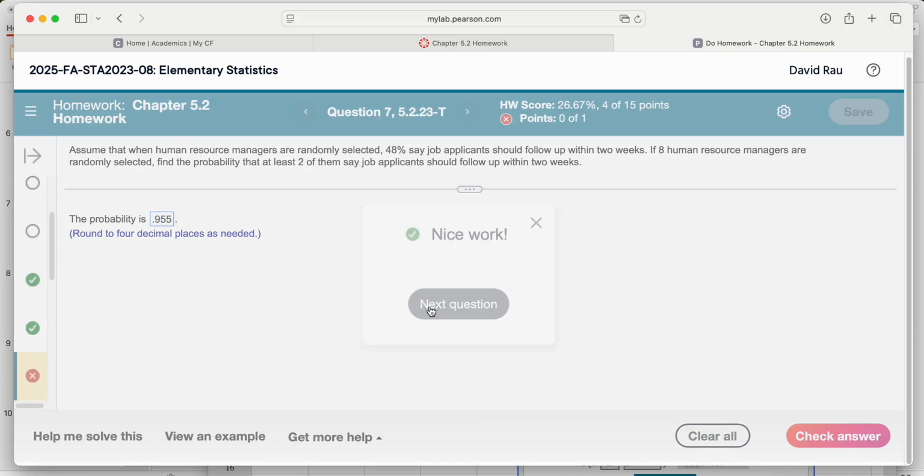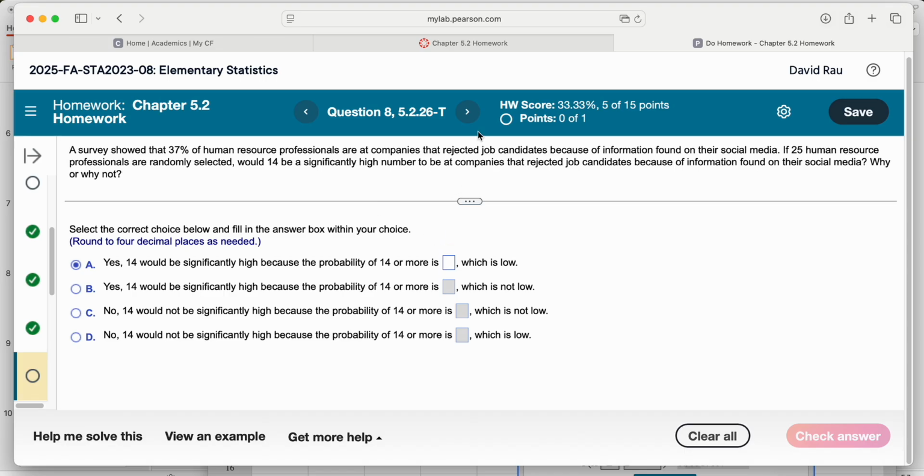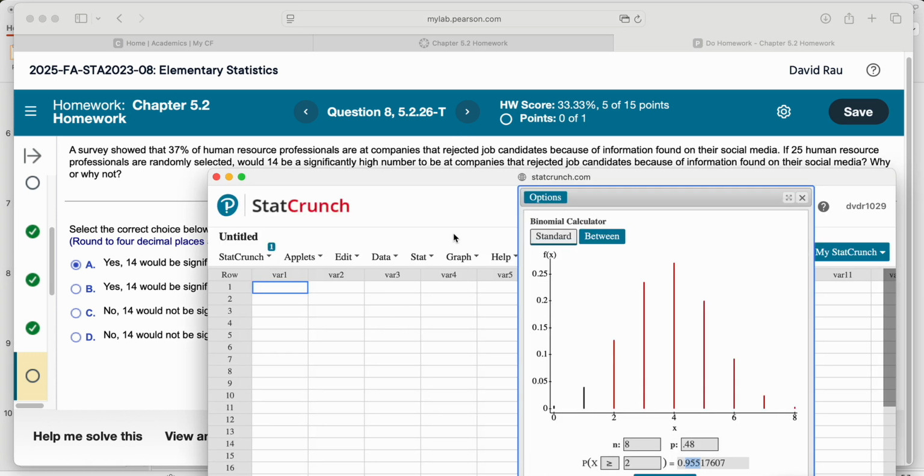All right. At that point, I don't feel like I need to go through this question. I think you could do that. Why not? We'll do it together. So, 37%, there's my new probability, 0.37.